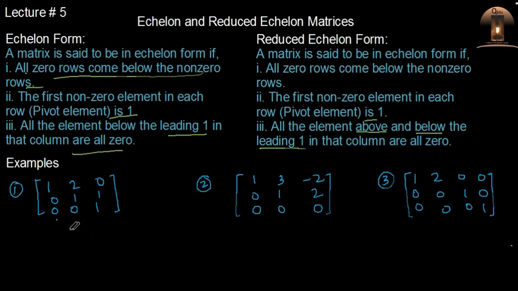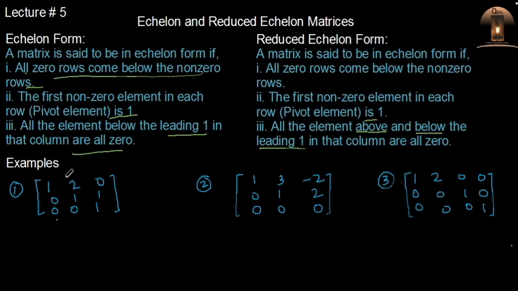The very first condition we have to check, condition number 1: if the matrix contains a zero row, then that should be below the non-zero rows. We can see that there is not any zero row, so we remove this first condition. Now we will check just the second and third conditions. From the second one, the first non-zero element in each row is 1.